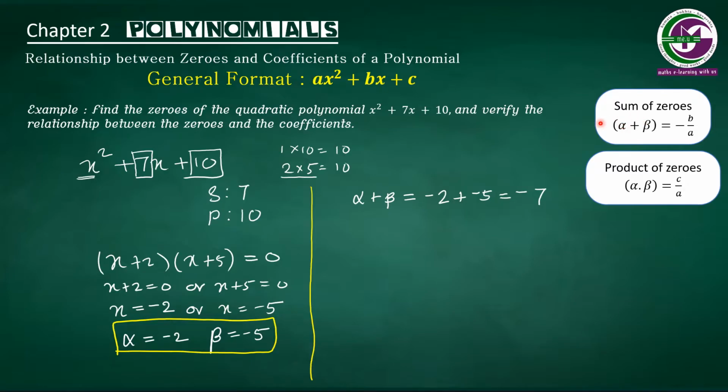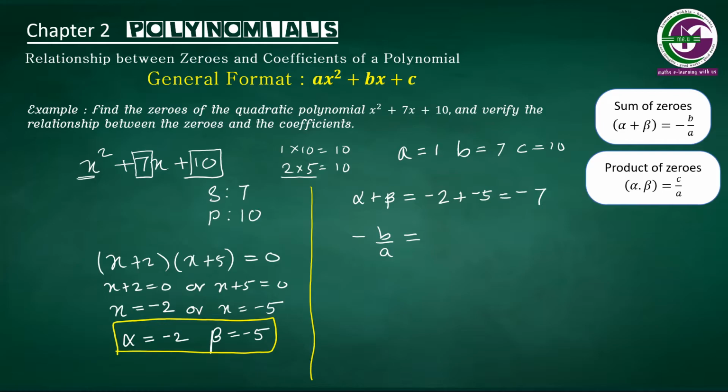We have the relation that the sum of the zeros, alpha plus beta, equals negative b by a. Now we'll check with the coefficients whether it is the same or not. What is the value of a? a is the coefficient of x square, that is 1. b means the coefficient of x, that is 7, and c is the constant term, that is 10. Now we need to find the value of minus b by a and verify whether alpha plus beta and minus b by a are the same or not.